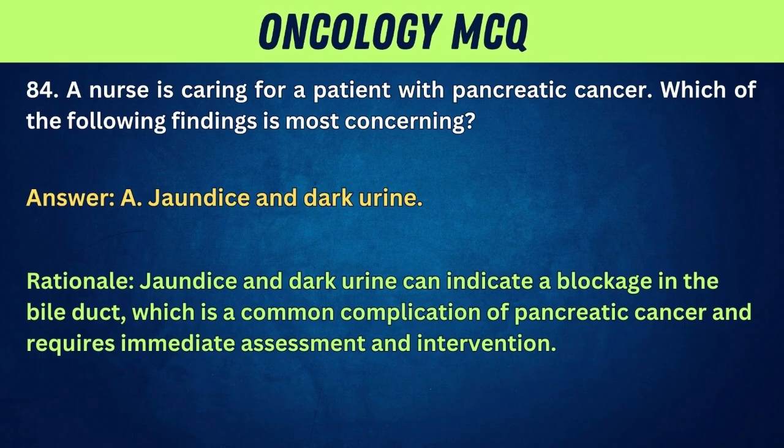Jaundice and dark urine. Rationale: jaundice and dark urine can indicate a blockage in the bile duct, which is a common complication of pancreatic cancer and requires immediate assessment and intervention.